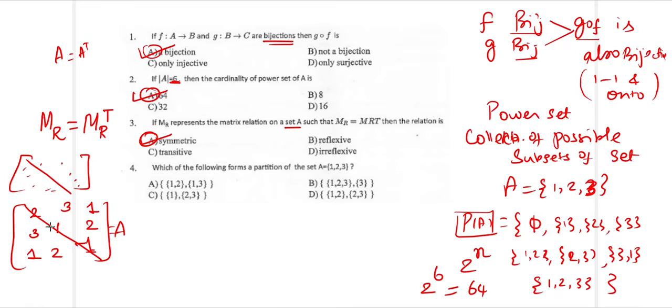What do you mean by transpose? Interchange your rows to columns and columns to rows. So when will this happen? Only for a symmetric matrix.